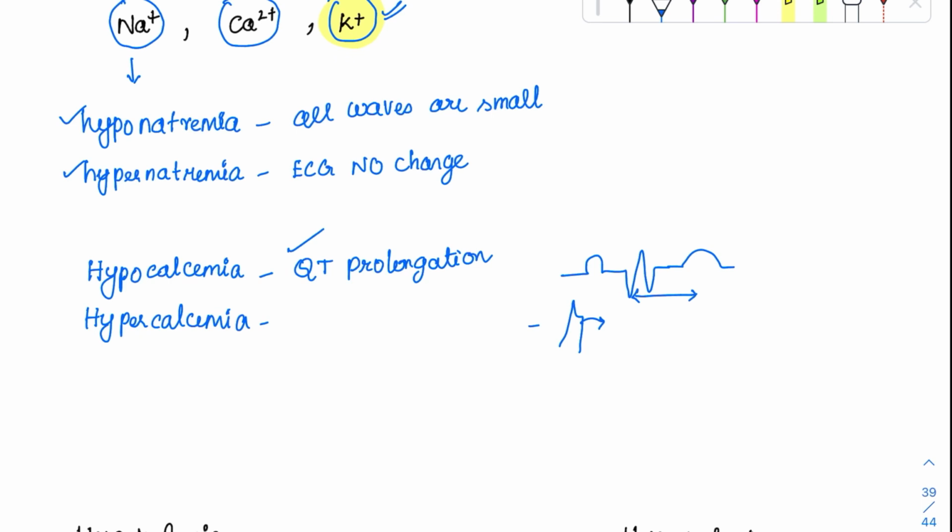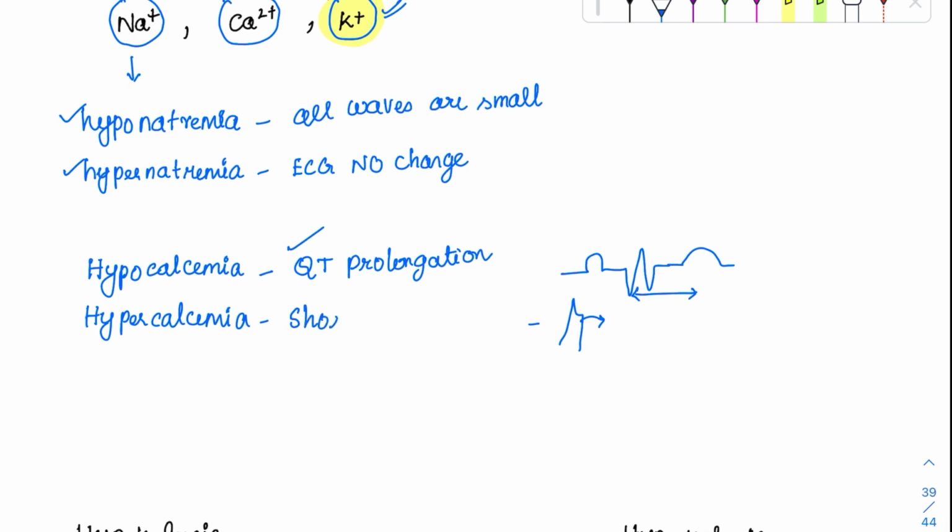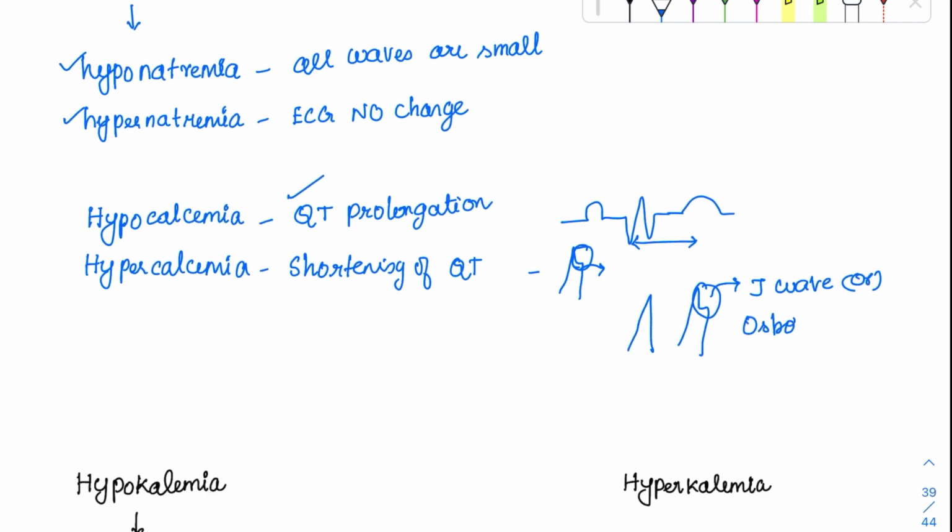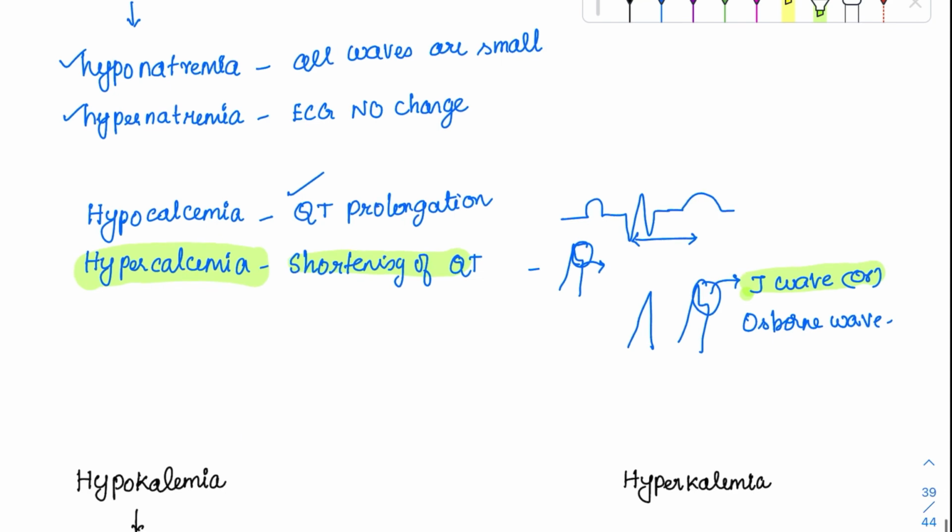And what happens in hypercalcemia? There is shortening of the QT. And there is a notched segment in the QRS complex. The QRS complex usually goes like this, but in the later half of the QRS segment there can be a notch like this. This notch is represented as the J wave, also called the Osborn wave. If these two changes are present, then it is most likely a hypercalcemic situation. Even in hypothermia this Osborn wave can come, but among electrolyte imbalances, it happens in hypercalcemia.